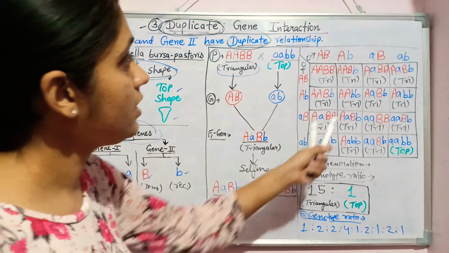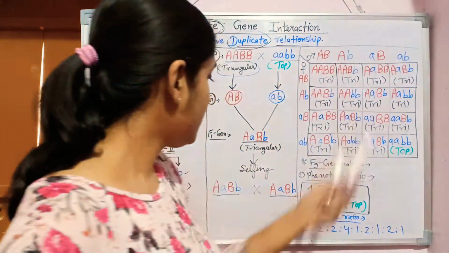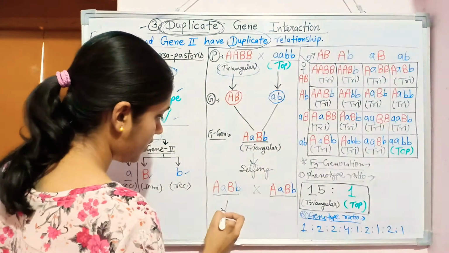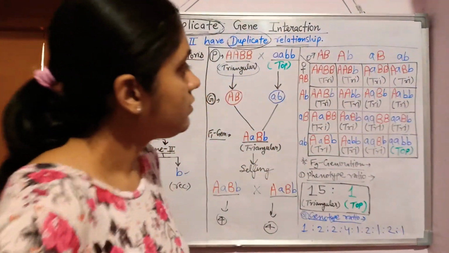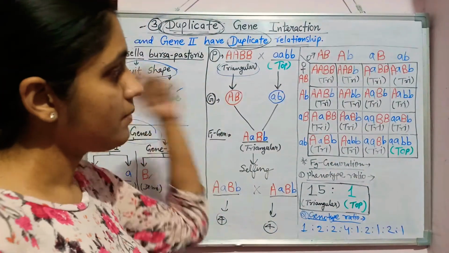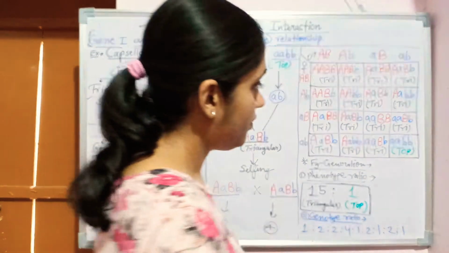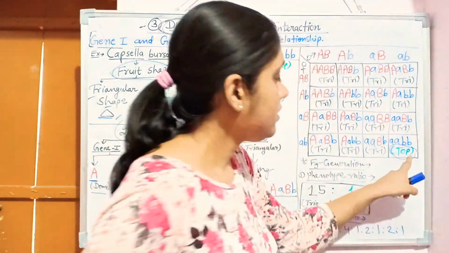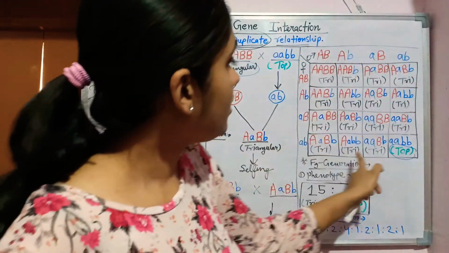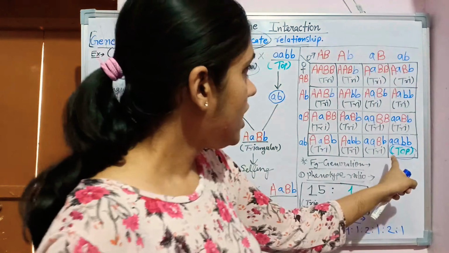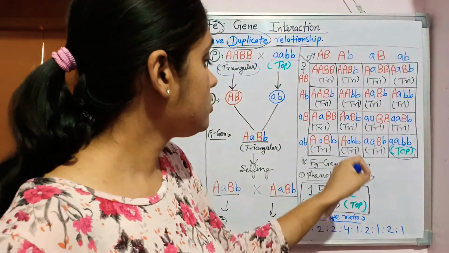In the selfing, you form the gametes; the F1 forms four gametes each, and then we form the checkerboard. In this checkerboard you can see that only one genotype produces the top shaped fruit. Out of the 16, only one has the top shaped fruit, but 15 genotypes produce the triangular fruit.